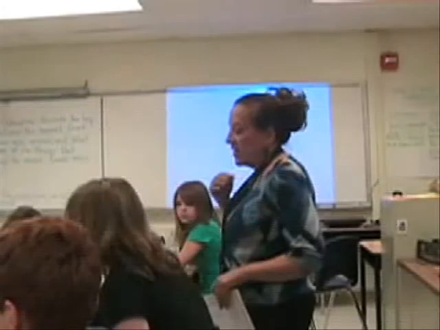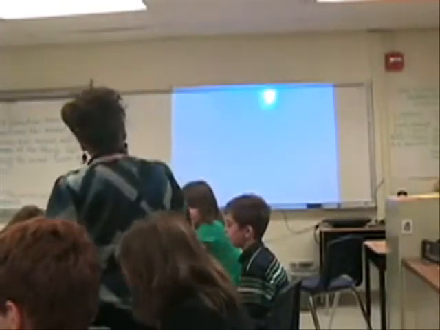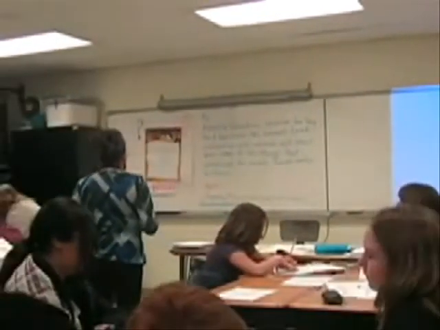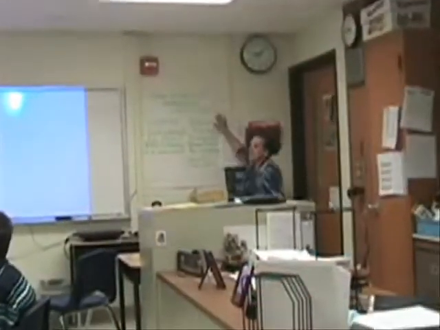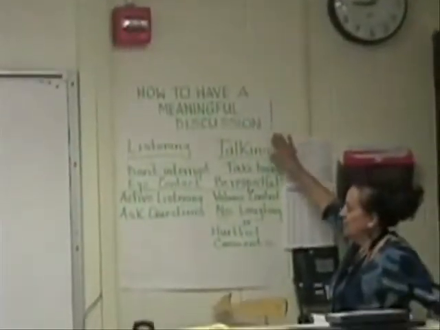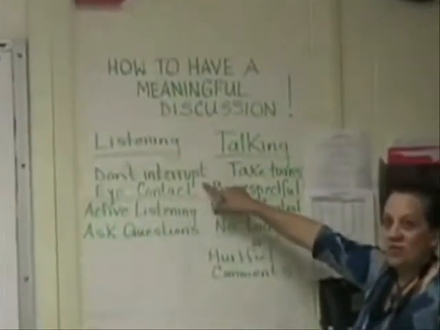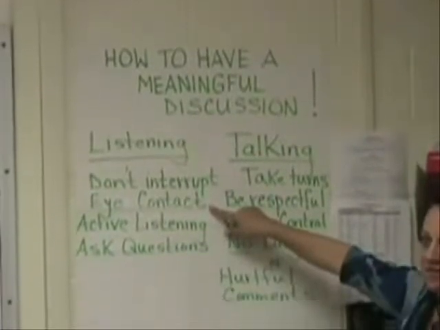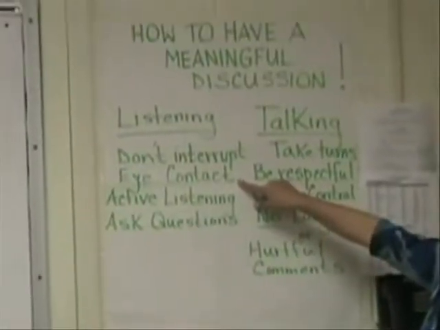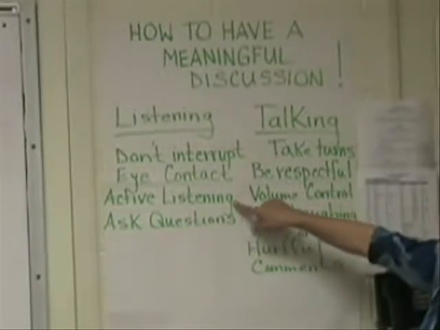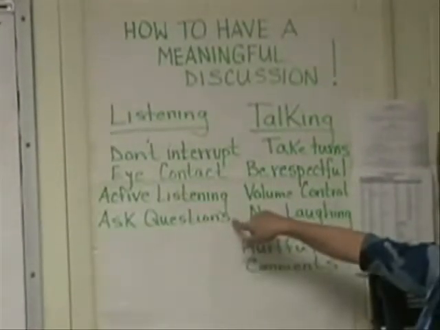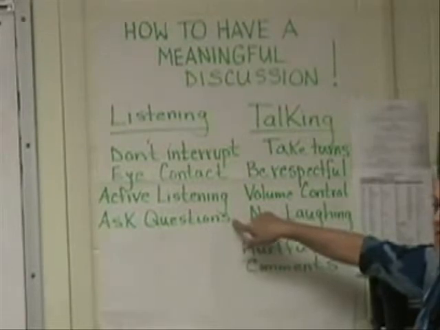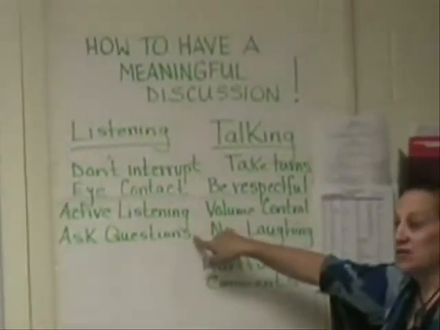Your little groups are called your community, and you're going to work with this community over the next couple of weeks. So take time with your community right now, and let's look at the board of how you work in a community. Can you guys look over here for a minute? How to have a meaningful discussion. Listening. Don't interrupt. Is that a good idea? Eye contact. Do you like people to look at you when you're talking to them? Be an active listener. Ask questions. If you're not sure what they're saying, ask them a question. I'm not sure what that means. Can you give me more information?